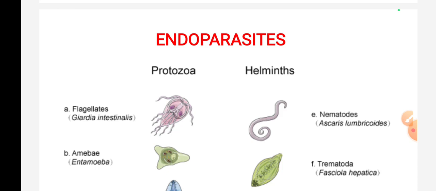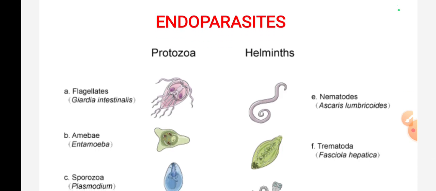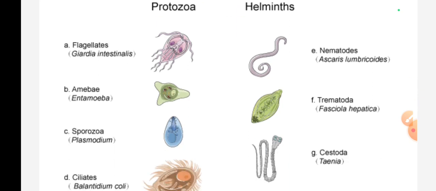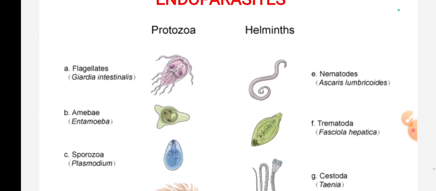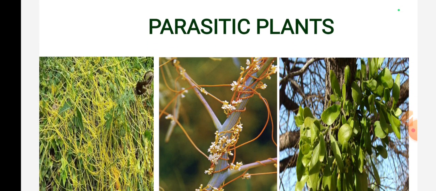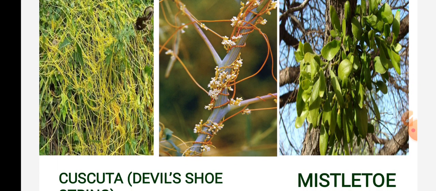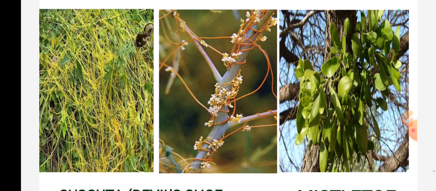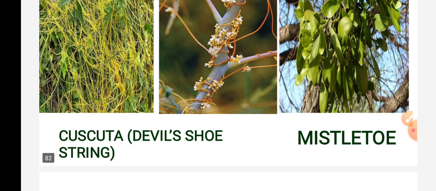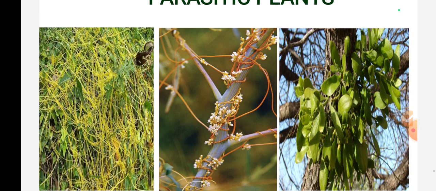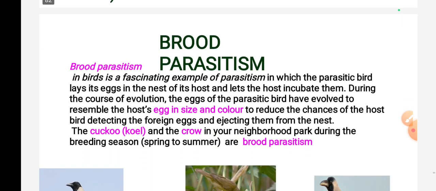Endoparasites are protozoans and helminths. Some are flagellates, some are nematodes, some are trematodes. Then amoeba, sporozoa, cestoda, then ciliates. These are some endoparasites. They cause disease in the organism. Then parasitic plants. Cuscuta, devil's shoestring, is a parasitic plant. Next, mistletoe, a type of creeper, is also a parasite.